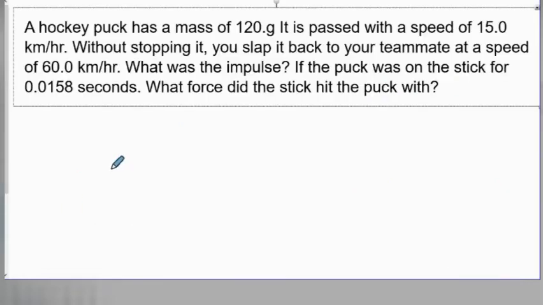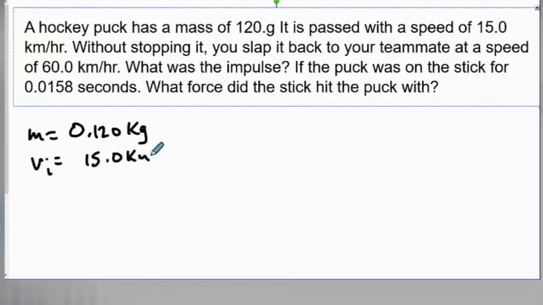So let's consider another question. So here we have a hockey puck with a mass of 120 grams, and I'm going to right away put that into kilograms. And it is passed with an initial speed, and we see that the speed here is not in the units we'd like. I've given it to us in kilometers per hour. So we're going to have to figure out how to fix that.